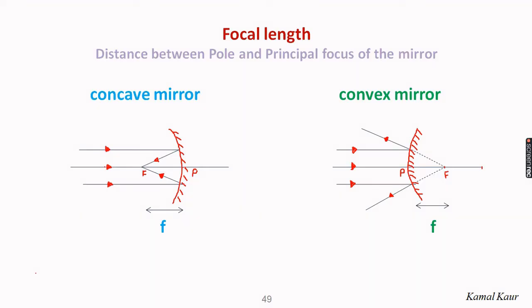The last definition or term associated with the spherical mirrors is focal length. It is the distance between pole and principal focus of the mirror. So this is the pole and this is the principal focus, and this distance is the focal length, and for convex mirror this is the focal length.